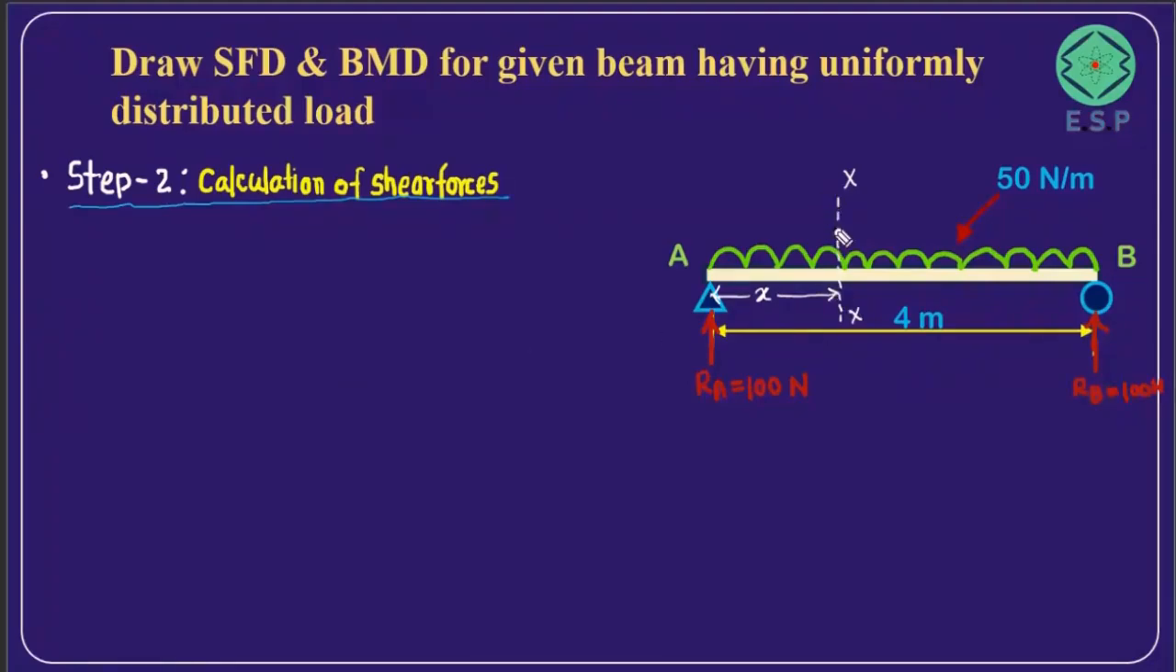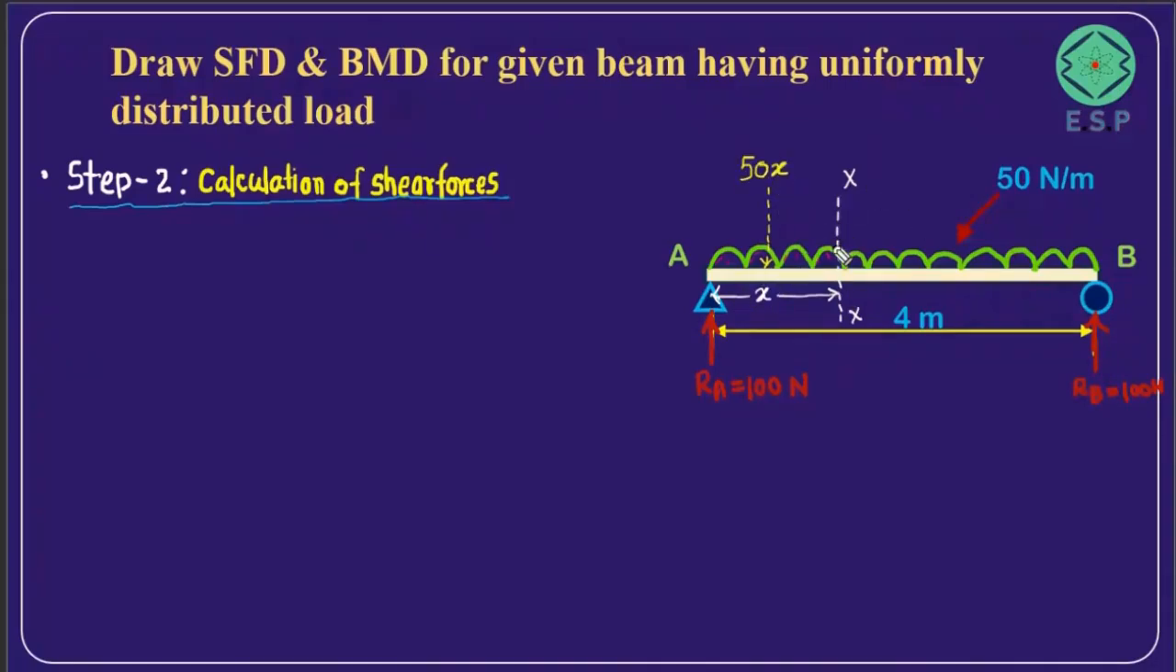If you want to find the shear force at this particular section, friends, the effective load will be this much of uniformly distributed load, which is this much portion. This much portion of uniformly distributed load is going to cause a shear force at section XX. So what I will do is convert this uniformly distributed load into a point load. If I convert this much uniformly distributed load into a point load, it is going to be the load intensity, that is 50, times the distance X.